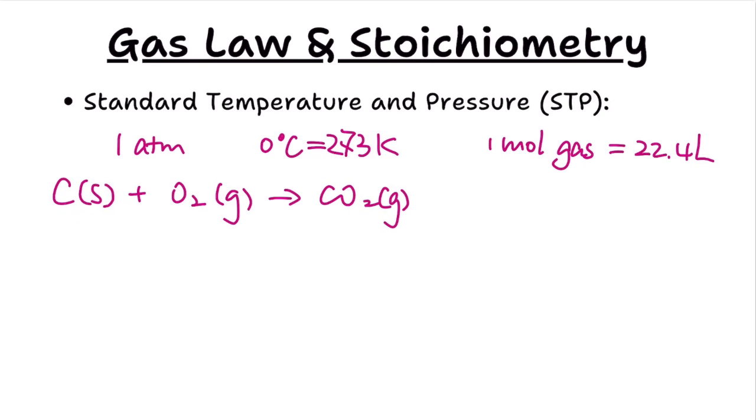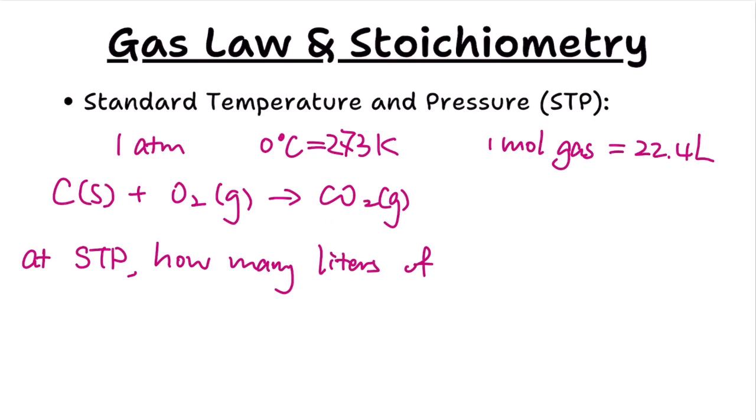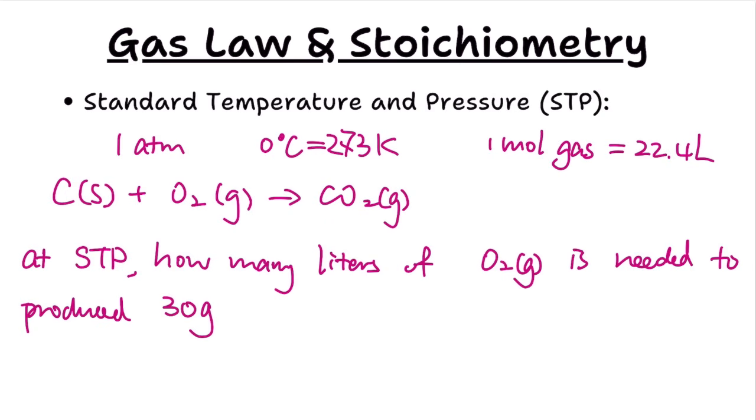So, for example, at STP, how many liters of oxygen gas is needed to produce, let's say, 30 grams of carbon dioxide gas?